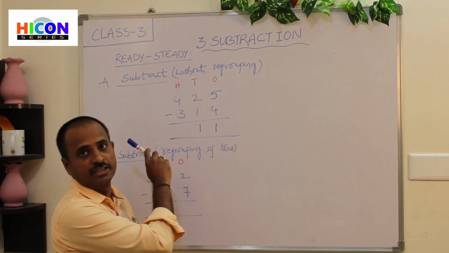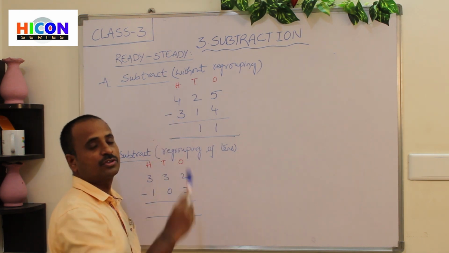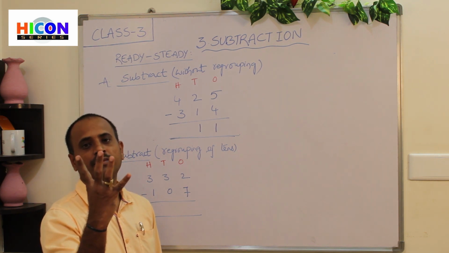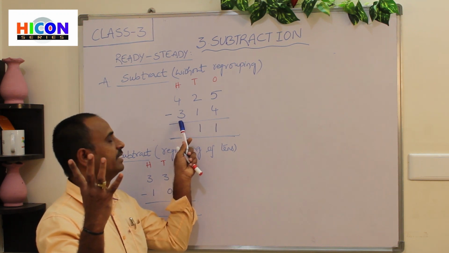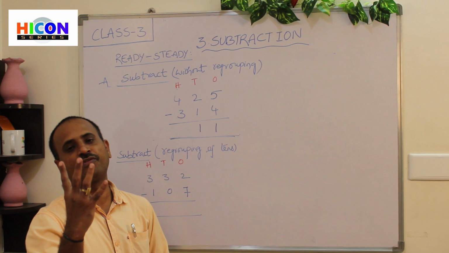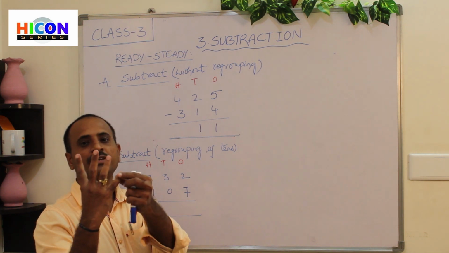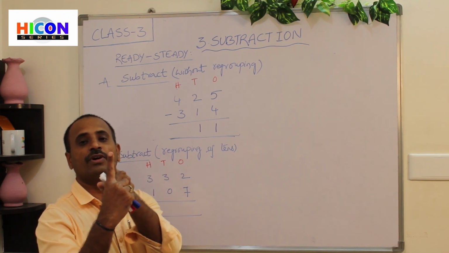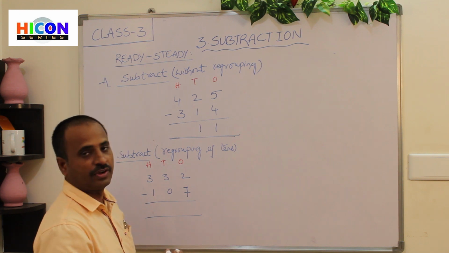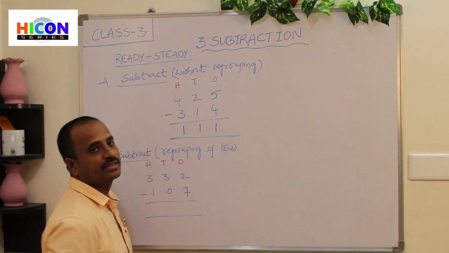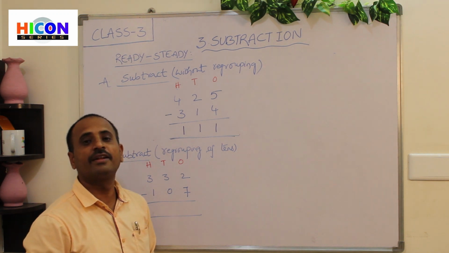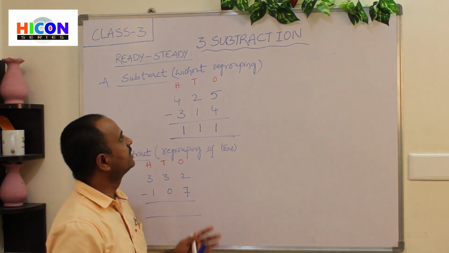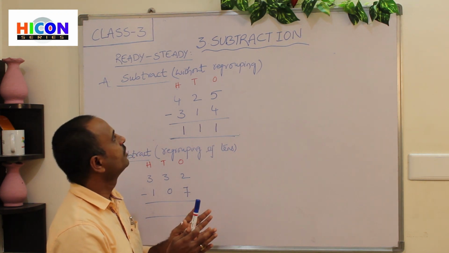Next, go to the hundreds place. What is the first number here? 4. Open 4 fingers of your hand, 1, 2, 3, 4. Next, what is the second number under the hundreds place? 3. Close 3 fingers among these 4 fingers. I am closing 3 fingers. See, children, 1, 2, 3. How many fingers are left here? 1 finger is left. So the answer is 1. Write 1 under the hundreds place. So the answer is 111. This is the difference. This is the subtraction of three-digit numbers without regrouping.